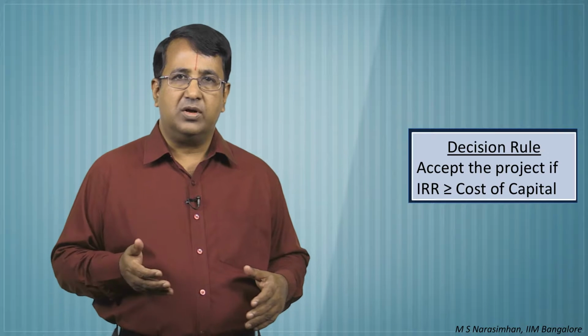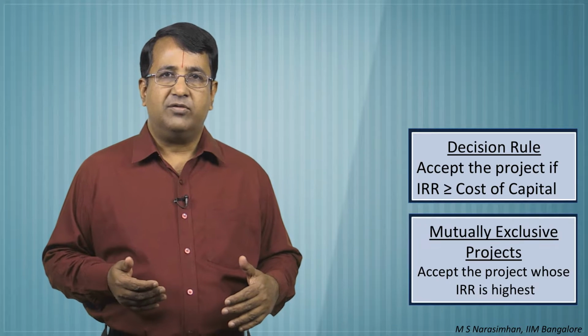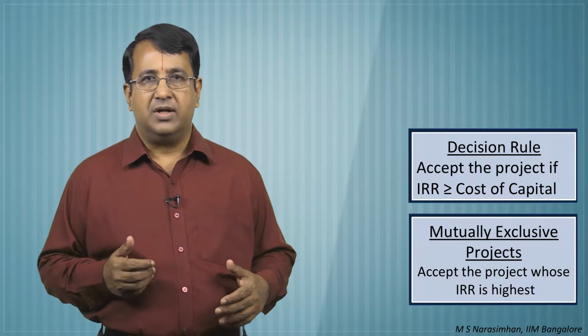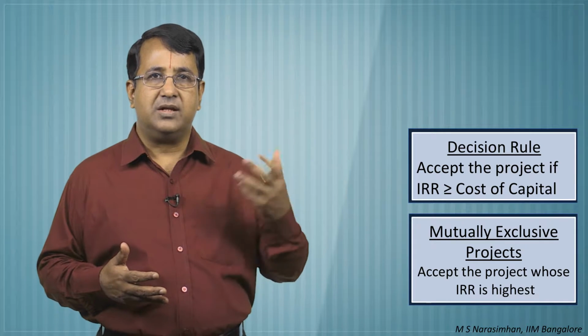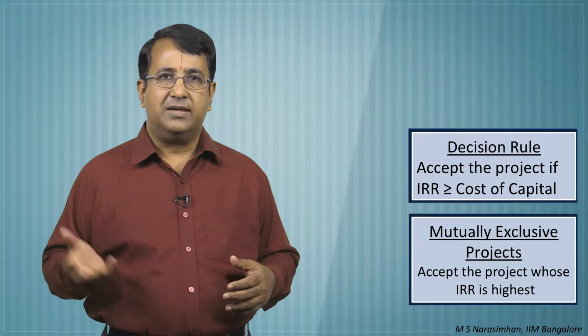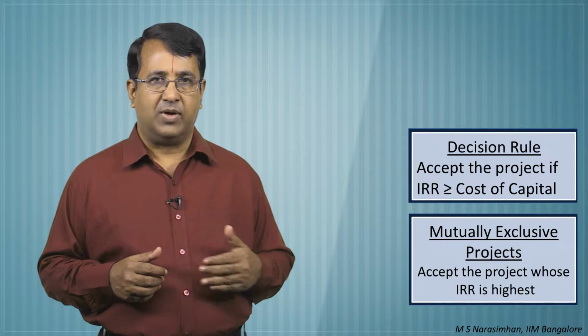The decision rule is accept the project if IRR is greater than or equal to the cost of capital. If the projects are mutually exclusive, the decision rule is shortlist all projects whose IRR is greater than the cost of capital and then accept the project whose IRR is the highest among them.